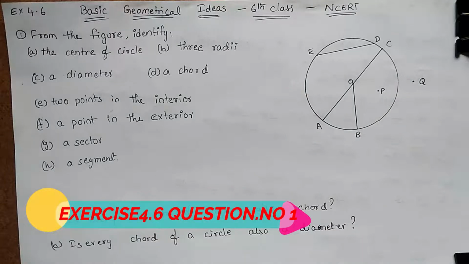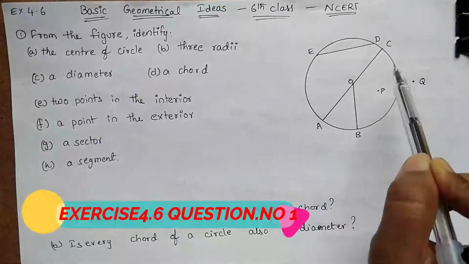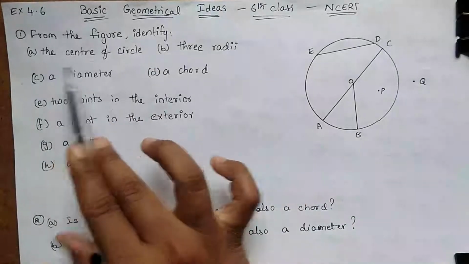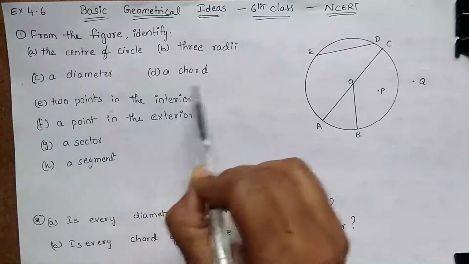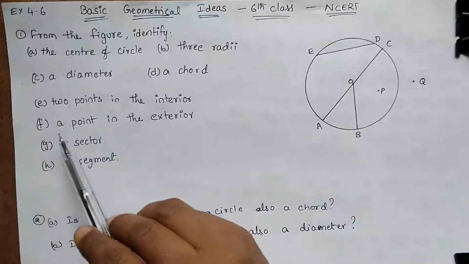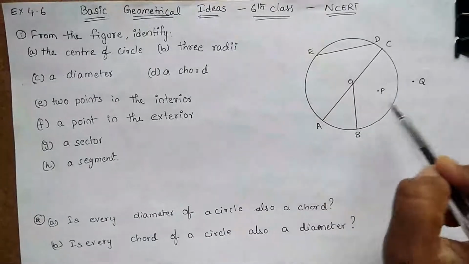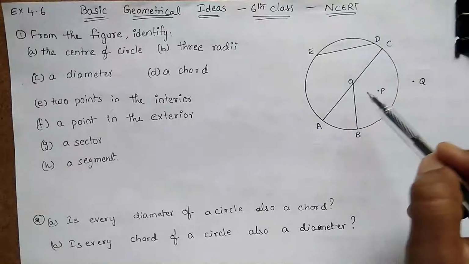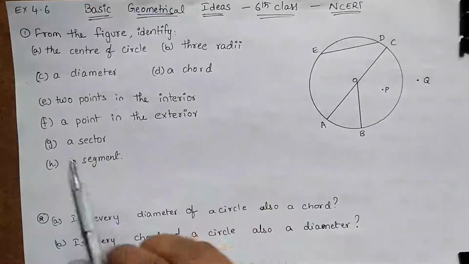Today's topic is basic geometrical ideas from 6th class NCERT, exercise 4.6. The question is: from the figure, identify the center of the circle, 3 radii and a diameter, a chord, 2 points in the interior, a point in the exterior, a sector, and a segment. This was the given figure. It is simply a circle. So in this circle we have to find these.